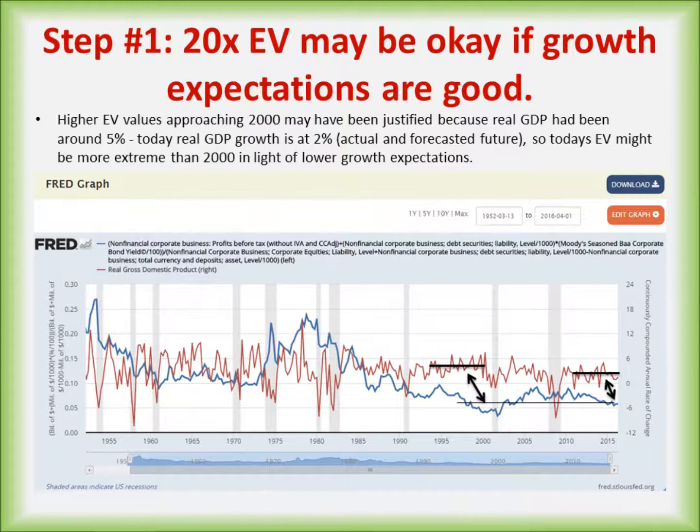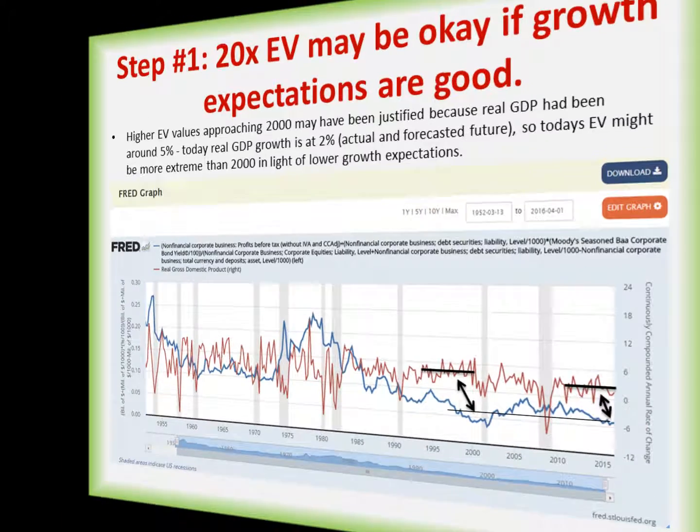So what's interesting when we compare it to the tech bubble era, the enterprise value multiple actually got a little higher back then, but the difference back then was that real GDP growth was closer to around 5%, whereas today we are around 2% actual and forecast. So back then the valuation might actually have been justified, 20 times multiple with a 5% real GDP growth rate, but today at 20 times with a 2% real GDP growth rate, well, that's a bit more questionable. So in that context, today's valuations might actually be more extreme than the tech era, given that real GDP growth rate is much lower today.